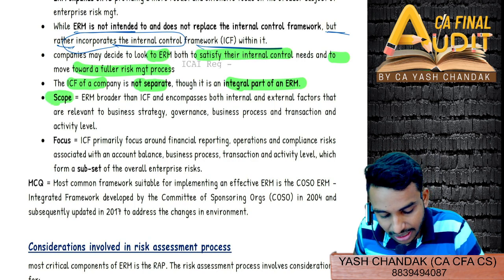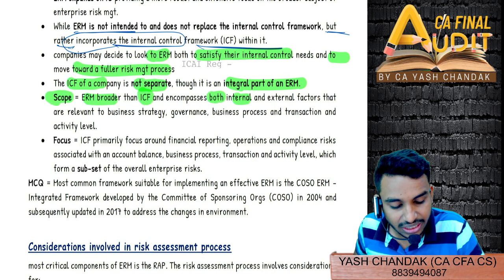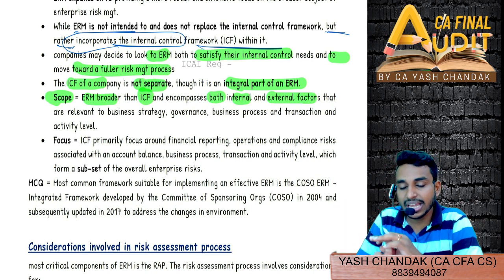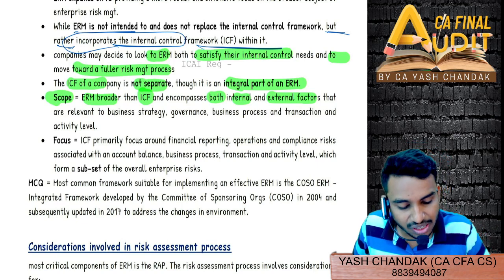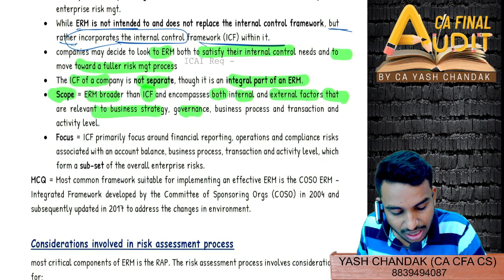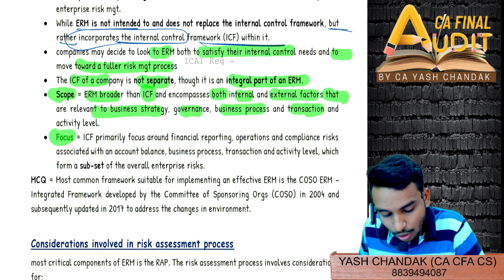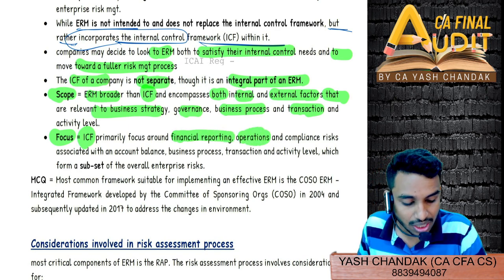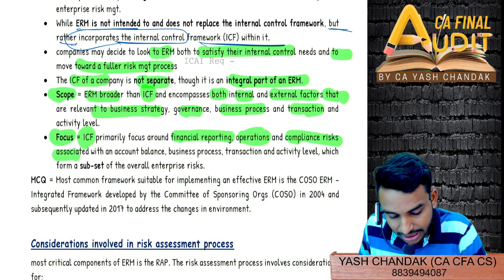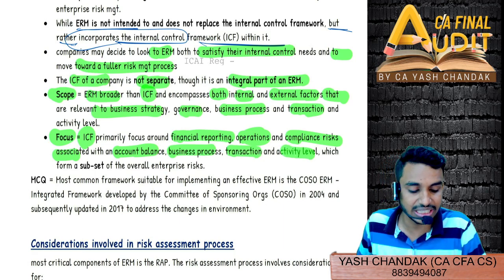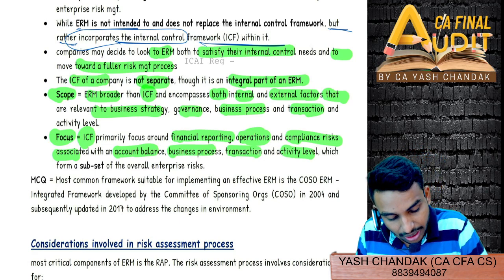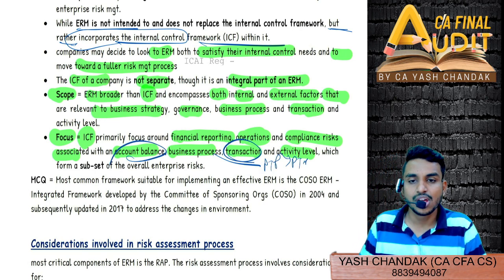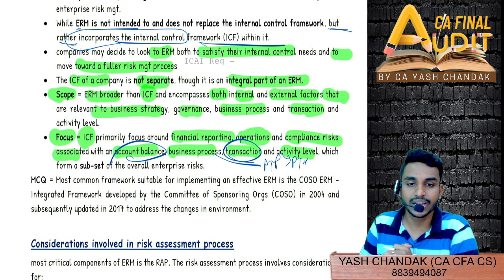Now scope-wise, if I see, ERM is broader as compared to ICF and encompasses both internal and external factors. Like I told, they consider each and every factor that might impact the entity. Any crisis you can think of is being considered, relevant to the business strategy, governance, business process, and transaction. The focus of the internal control framework, however, is primarily on financial reporting, operations, and compliance with laws and regulations associated with an account balance, business process, and transaction and activity level. So business process level, activity level like the P2P process, OTC process, transaction level, account balance level. Internal control generally focuses on these only, right?